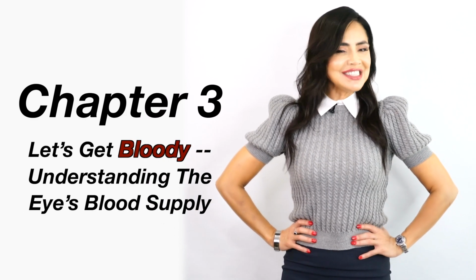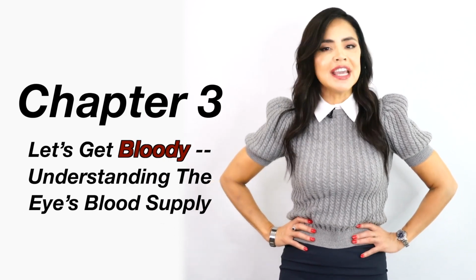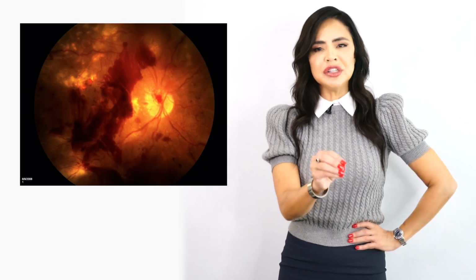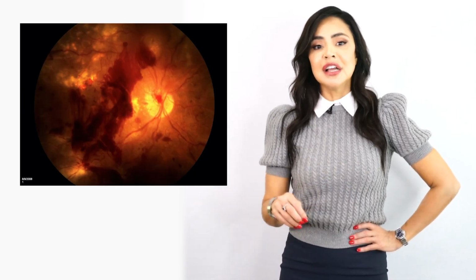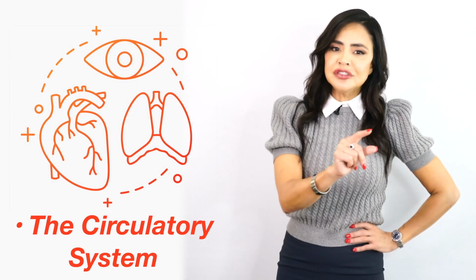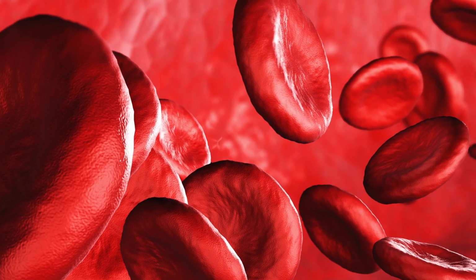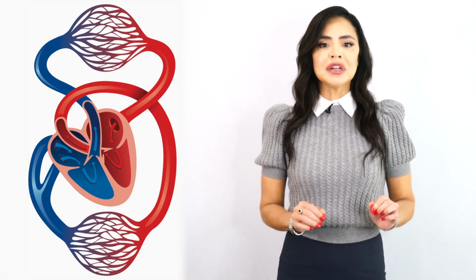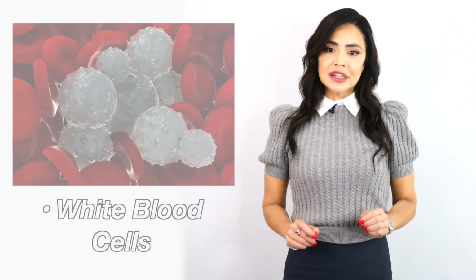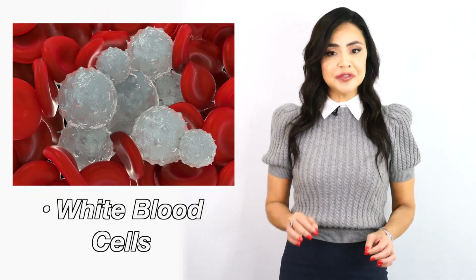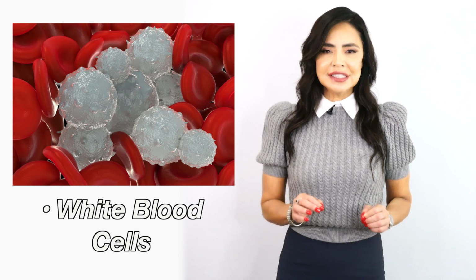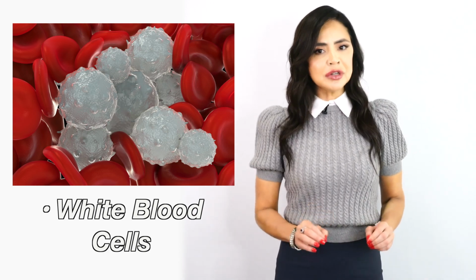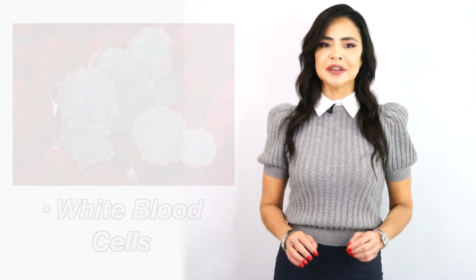Chapter 3, Let's Get Bloody, Understanding the Eye's Blood Supply. The eye keeps itself healthy through absorbing nutrients and eliminating waste products, like the rest of our body does. It does so through the circulatory system. Red blood cells carry oxygen to all other cells in our body. Then they carry CO2 back to the lungs, where it's then exhaled. White blood cells function as the first line of defense for our immune system. They seek out and bind to foreign proteins, viruses, and bacteria.